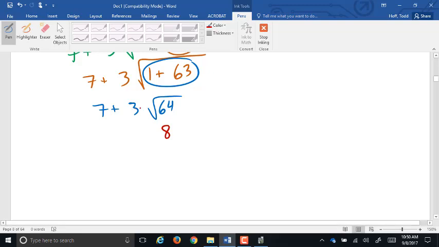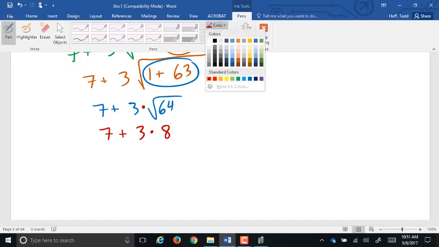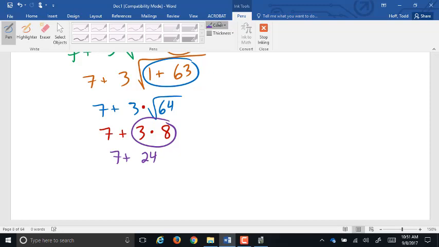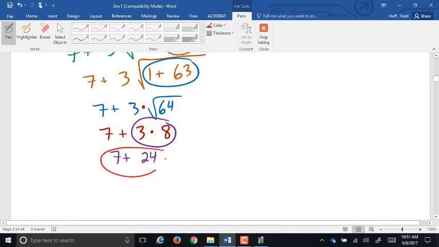Okay, so that does become 8 after we square root the 64. Now, just like with the parentheses, we had the 3 outside the root. That's implied to be multiplication. So it's 3 times the 8 now. And that is our next step. 3 times 8 is 24. And finally, 7 plus 24 is 31.